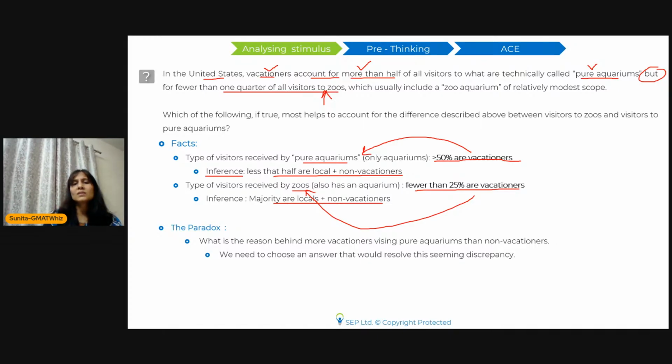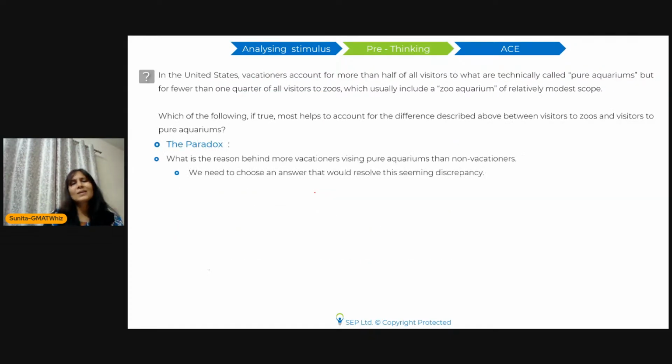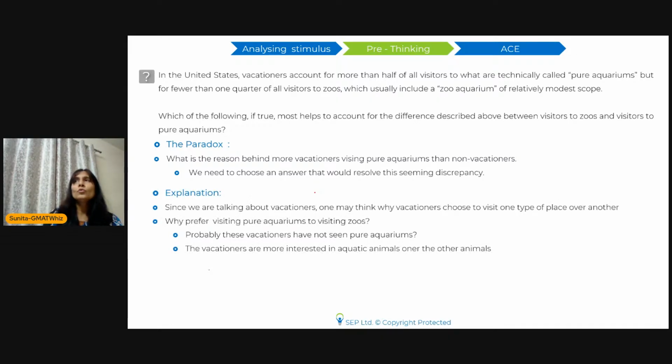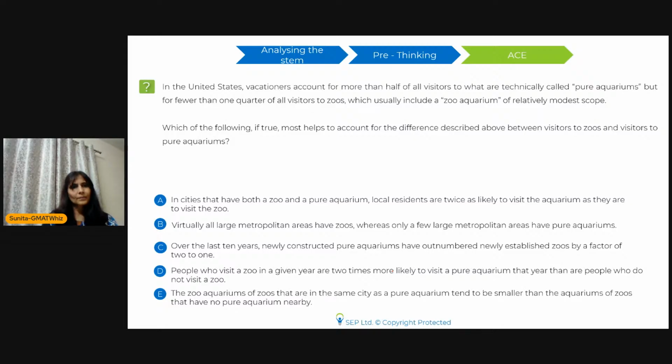We need to choose an answer that would resolve this discrepancy. Now here you can do a little bit of extrapolation. If you were a vacationer, what kind of places would you prefer to sightsee? Obviously you would prefer places which are famous, which you've never seen before. So maybe the vacationers have not seen pure aquariums, but they have seen zoos. Maybe they are interested in aquatic animals over the other animals. And because the zoo aquarium is smaller in size, modest in scope, maybe they are going to the pure aquarium. So any of these can work. Let's go through the options.